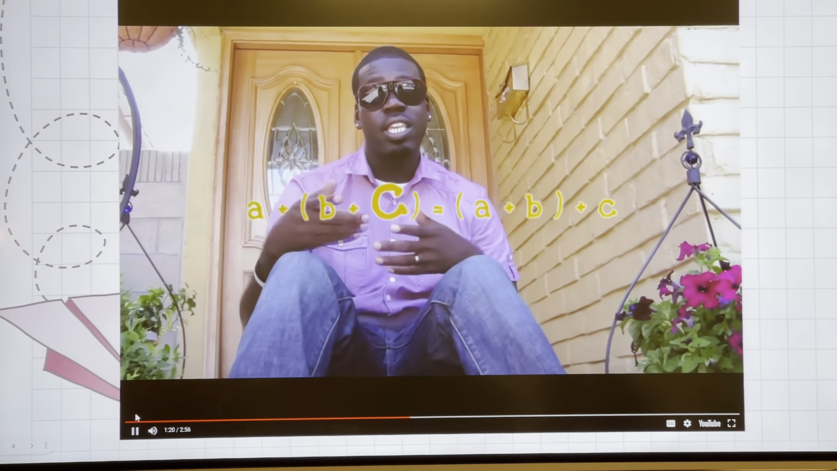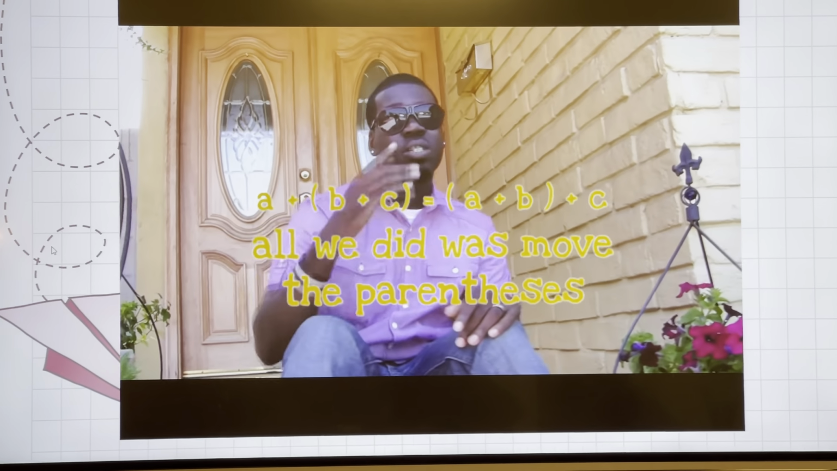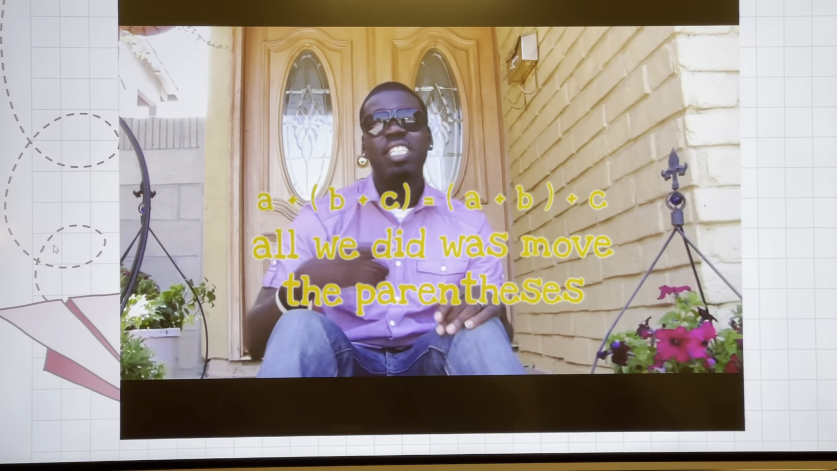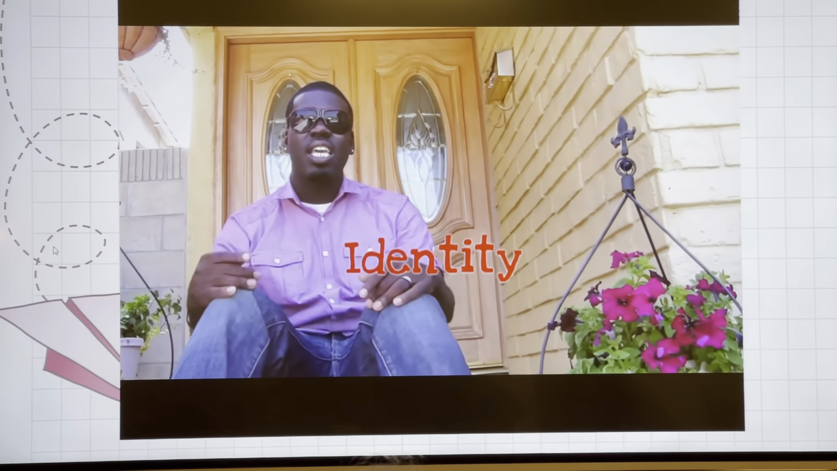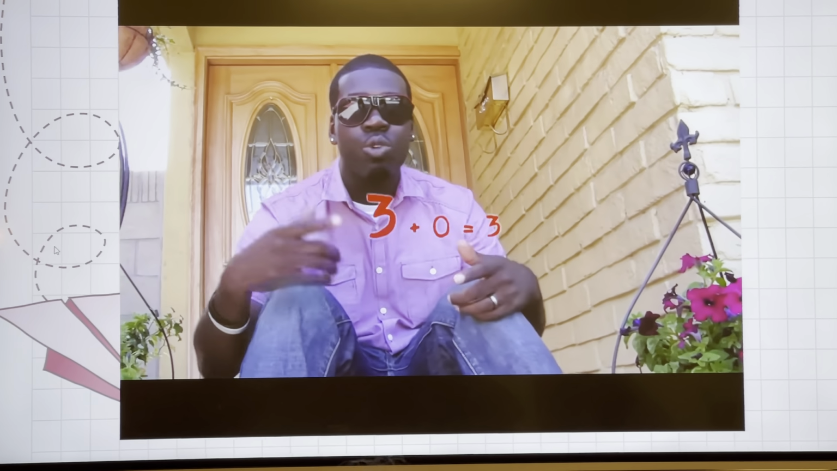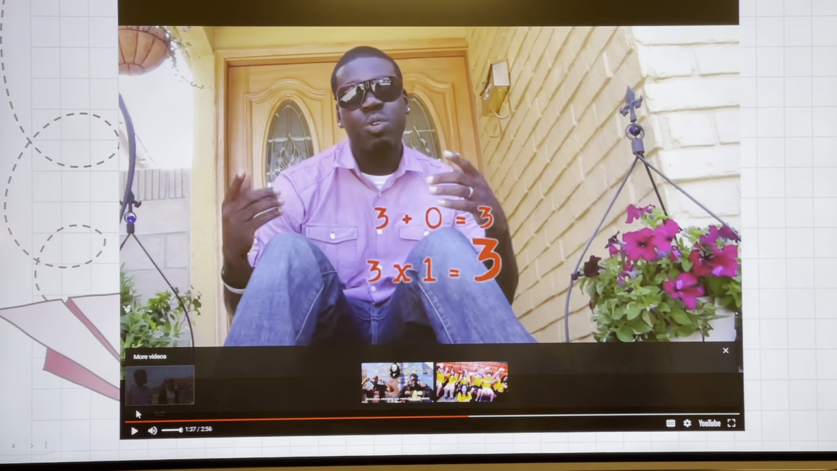A plus the quantity B plus C equals the quantity A plus B plus C. All we did was move the parentheses. I need you to learn this conceptually. Now identity is easy. Class, please believe me. Example, 3 plus 0 equals 3. And 3 times 1 equals 3. All right, there's your identity examples. The identity property examples. Go down to identity, and that is addition and multiplication.